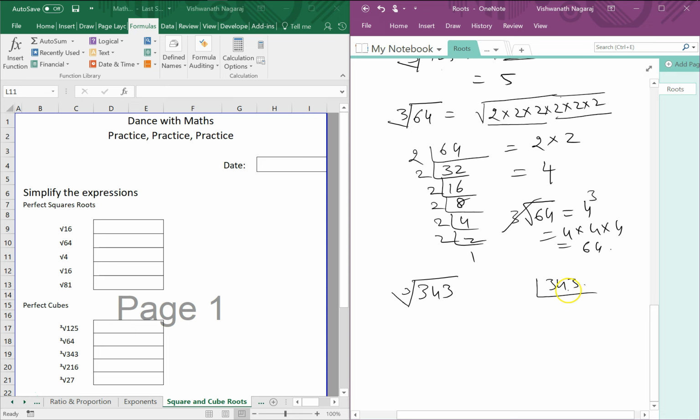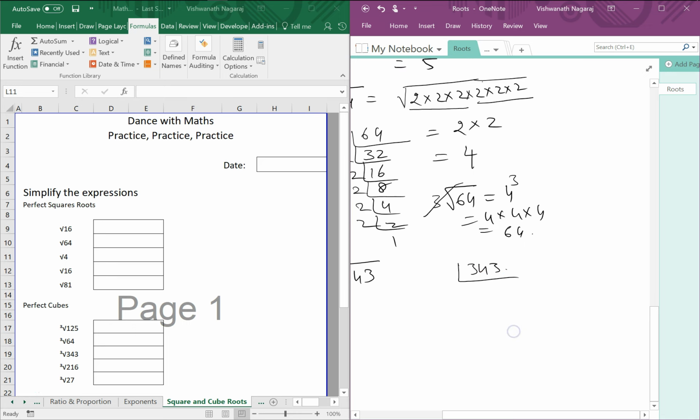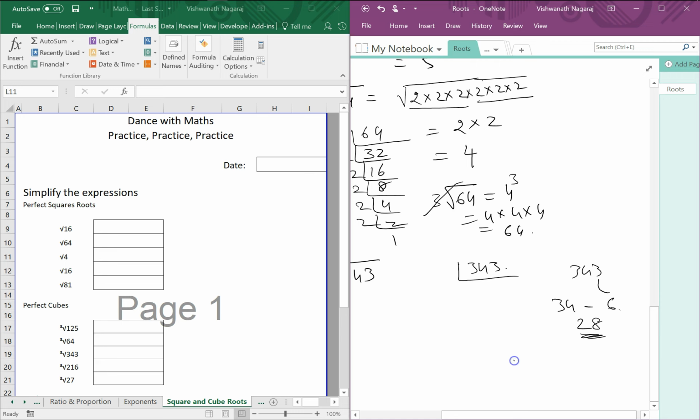7. Now what is the divisibility rule for 7? 343. Take this, double it. So 34 minus 6 is how much? 34 minus 6 is 28. 2 8s are 14. So this is divisible by 7. That means this is divisible by 7.